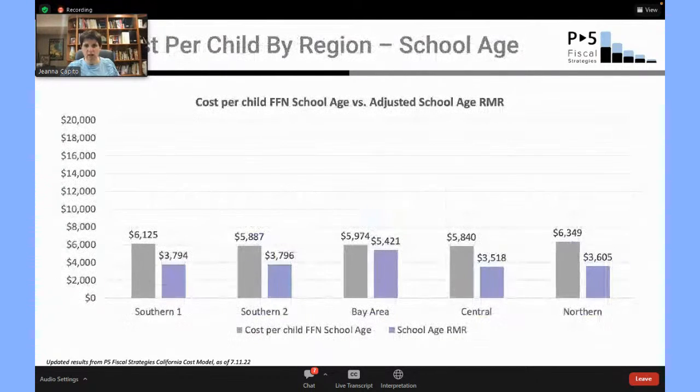And then we'll take a quick look at serving school age children in the family, friend, and neighbor care, and then compared to the available revenue.